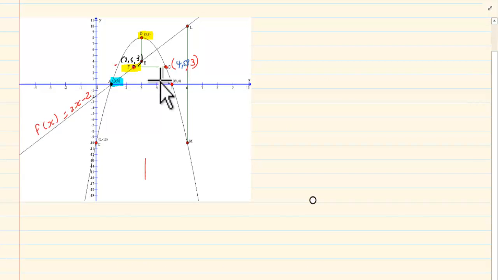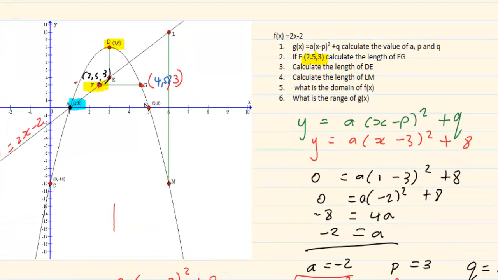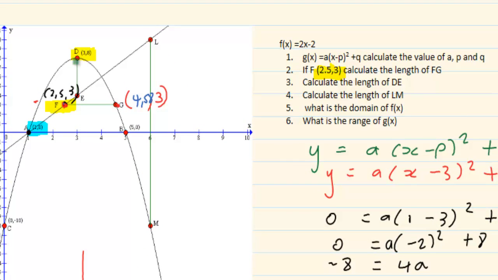Now how do I calculate the length of fg? If I'm calculating the length of fg, it is a horizontal length, which means I'm going to work with my x values. The x of the high, which is 4,58, minus the x of the low, which is 2,5. And that will give me 2,08. So what is the length of fg? 2,08. Then they say calculate the length of DE.